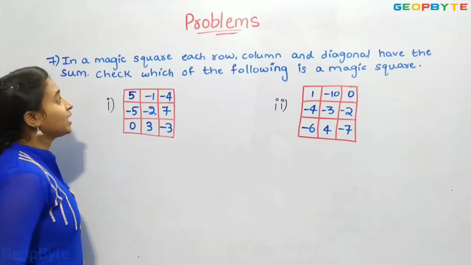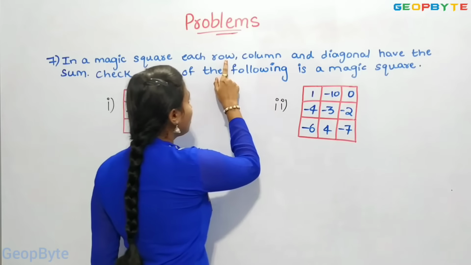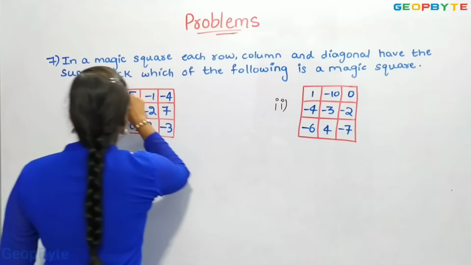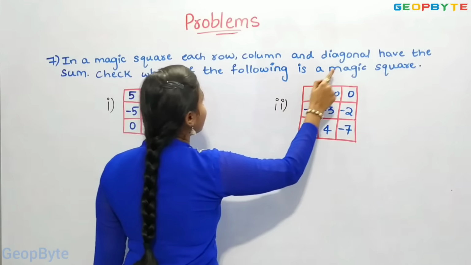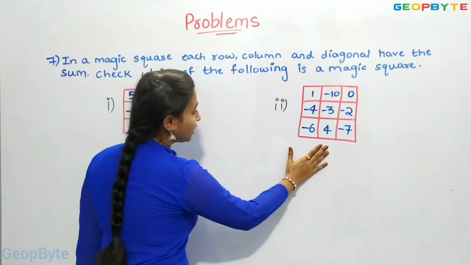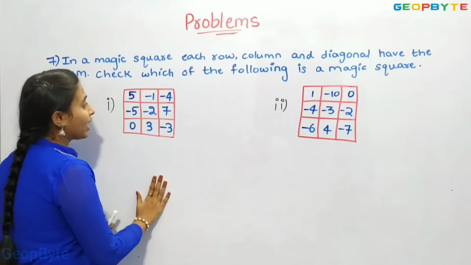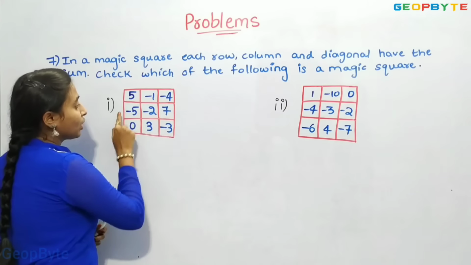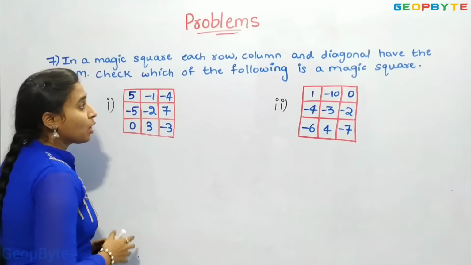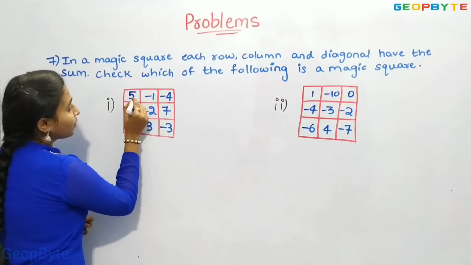Now, let us see 7th question. In a magic square, each row, column and diagonal have the same sum. Check which of the following is a magic square. Now, let us check whether this or this is a magic square. How will we check? We will go on adding the numbers which are in rows, columns and the diagonals and check whether this is a magic square or not. Let us see the first row.